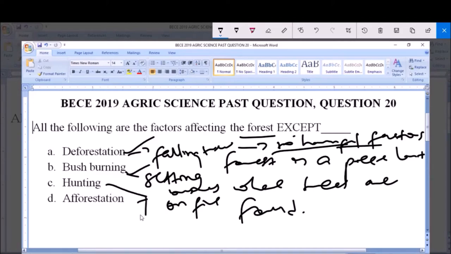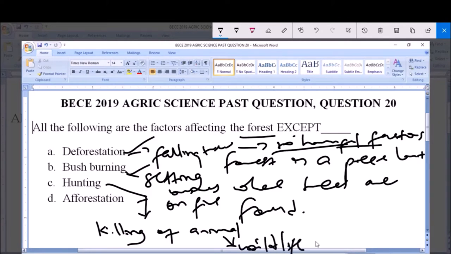Now C says hunting. Hunting here simply means killing of animals, be it bush animals or wild animals. Hunting will not affect the forest, because hunting will only affect wildlife, that is, animals' existence, but it will not affect the forest.